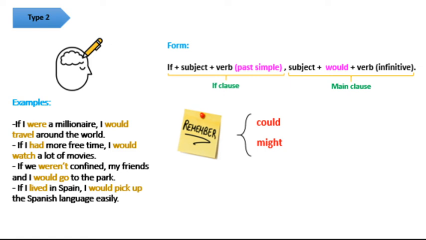So now, when can we use the conditional type 2? To speak about facts? No. To speak about something that is possible to happen in the future? No. So we use the conditional type 2 to speak about imaginary situations in the present or future. Or wishes.